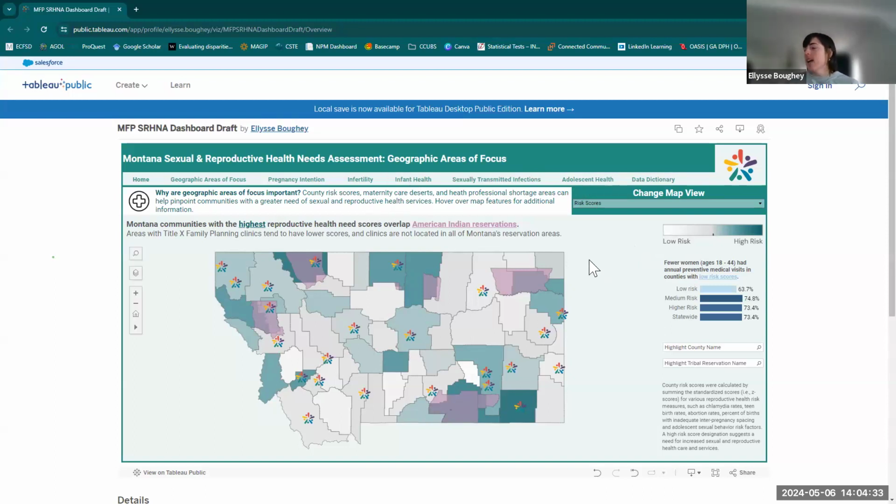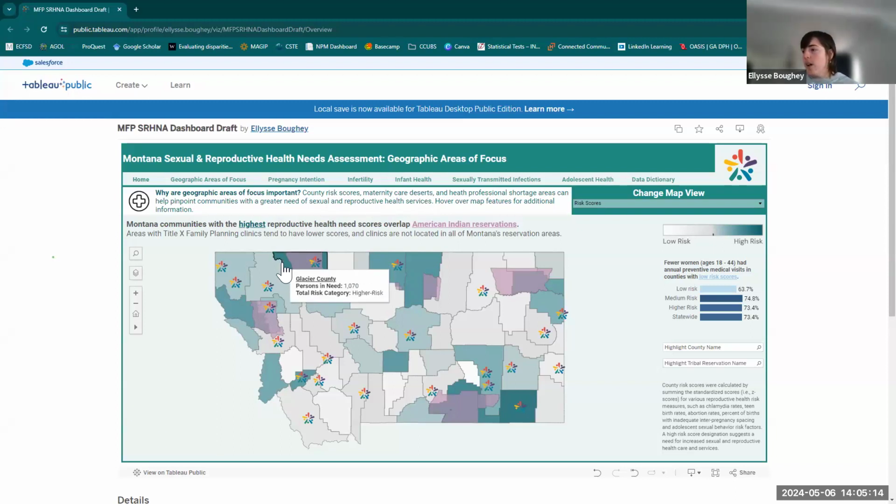And so with the help of Miriam, we created these county risk scores. So using various county level data for reproductive health risk measures, we calculated the Z-scores to determine which counties are considered high risk. So where can we devote some support for sexual and reproductive health services in the state? And so looking at this map, the lighter colored counties represent the areas of lower risk. And as that color darkens, it goes into a more higher risk. So the dark blue indicates areas of higher risk, meaning there's a greater need for sexual and reproductive health support.